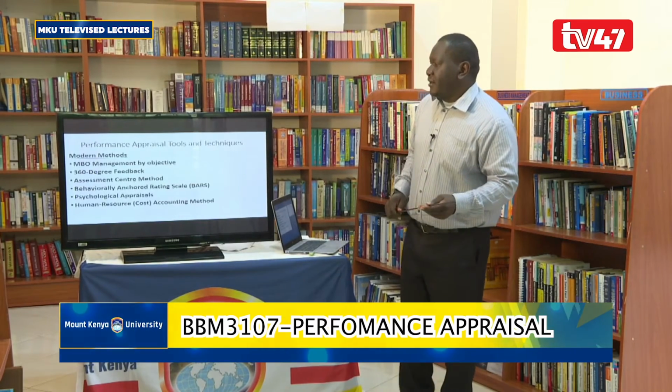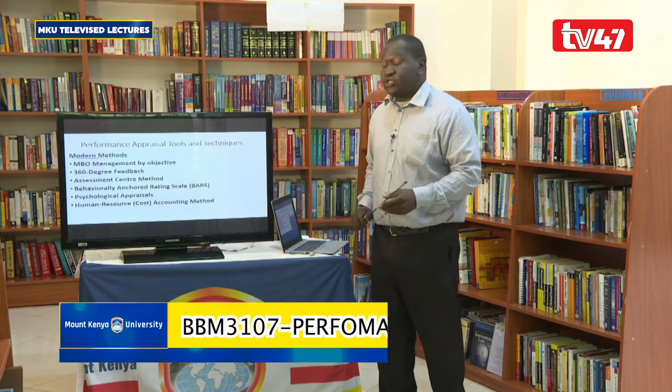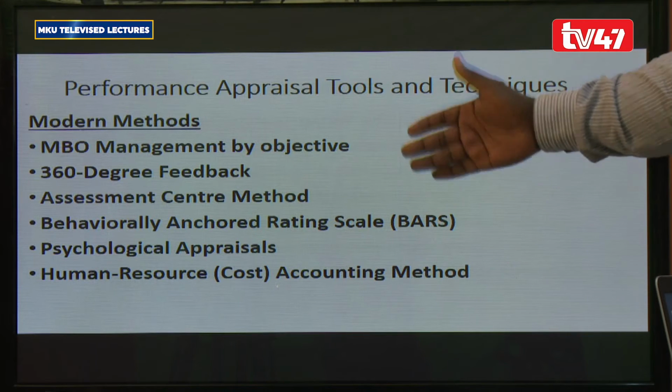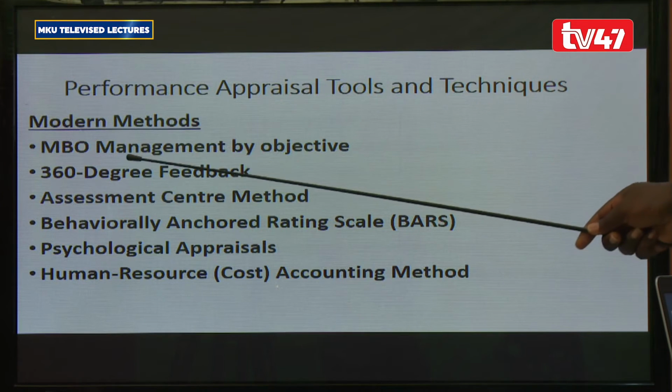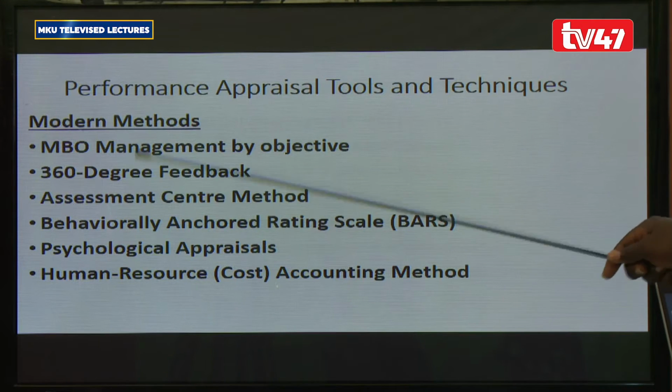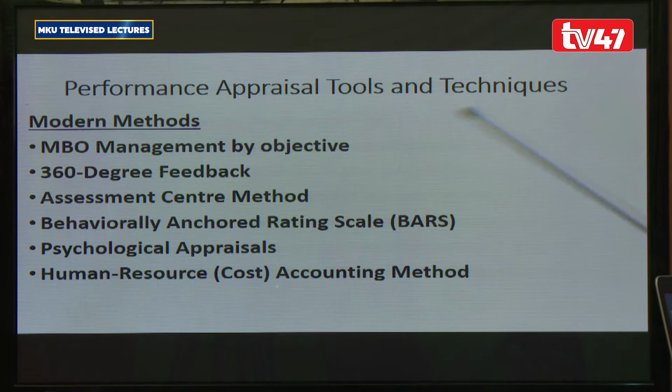Then let us look at performance appraisal tools and techniques. Under performance appraisal tools and techniques, we have two: the modern methods and the traditional methods. Modern methods include, for example, MBO, management by objective, the 360-degree feedback, assessment center method, behavioral anchored rating scale, and psychological appraisals. And lastly, the human resource cost accounting method.